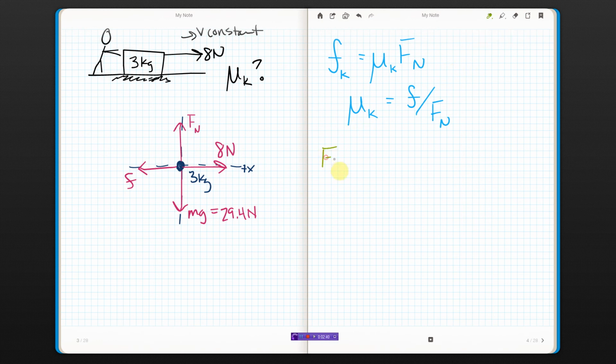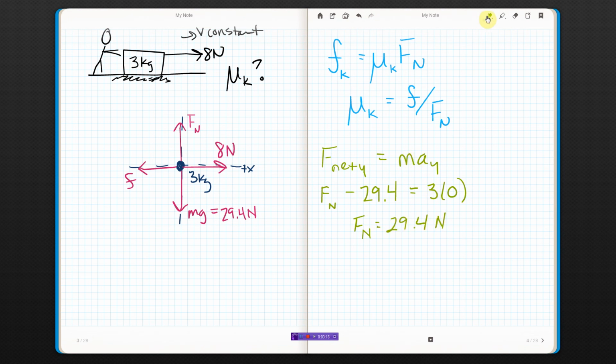In the y direction, F net y equals m a y. Well, F net y, I've got normal force up, gravity down, equals m times a, and a is going to be 0 because in the y direction, its acceleration is 0. Also, this box has a constant velocity, so no matter what, acceleration is 0. That means that Fn equals 29.4 newtons.